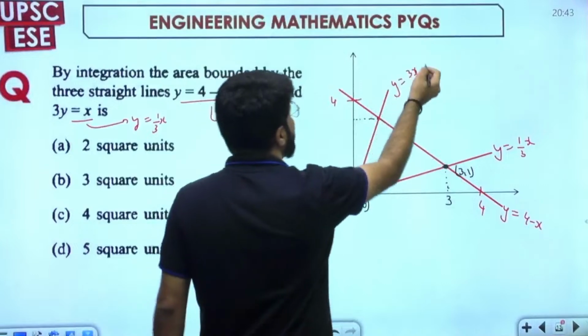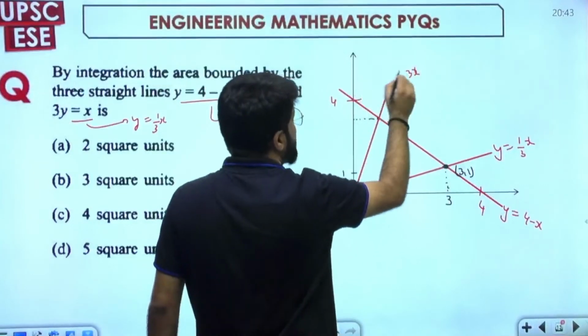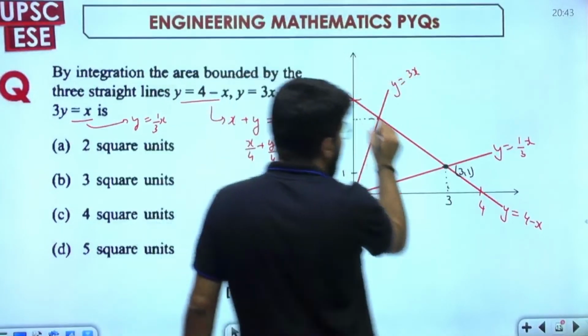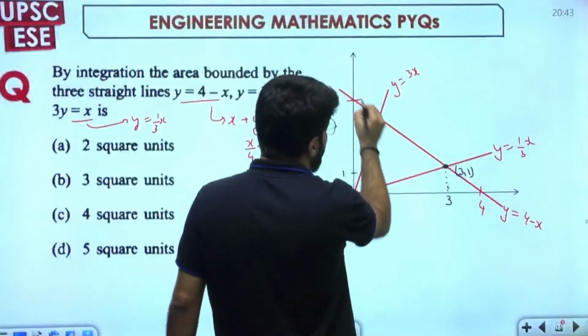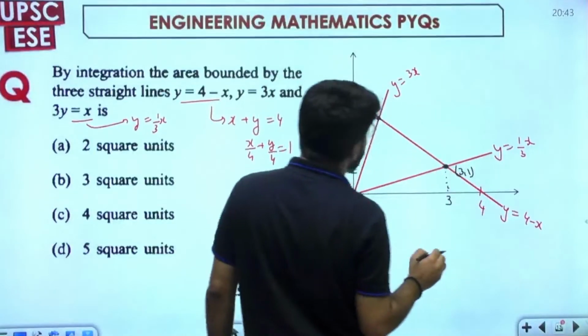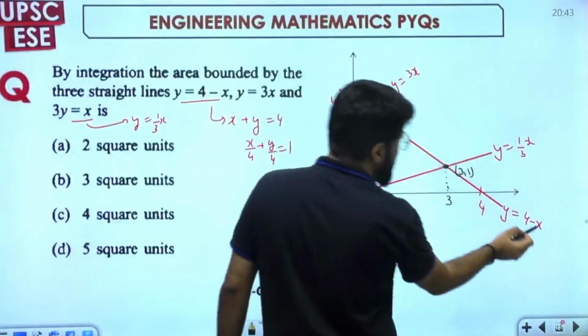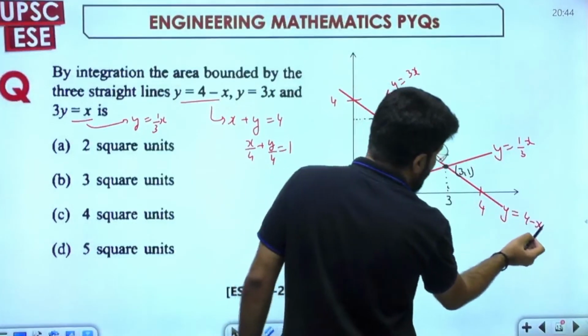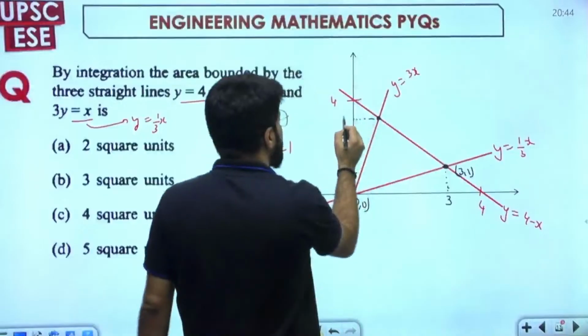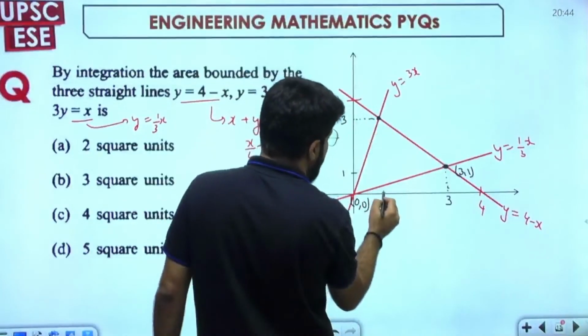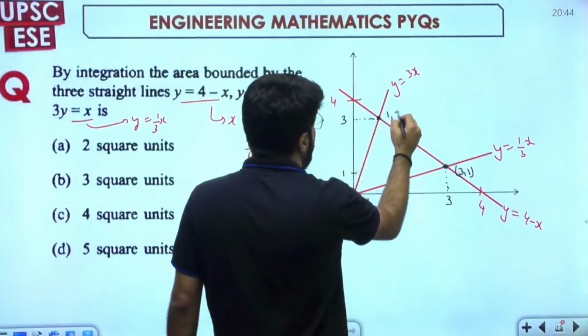Similarly here, y is 3x. Now, suppose I take x equal to 1, a random guess, y should be 3. But does it lie on this line? So the point of intersection will also be known to us. So please see here, what about this line? If I put x equal to 1 here, y will be 4 minus 1, that is 3, correct? So y equal to 3, x equal to 1, satisfied. So 1, comma 3.